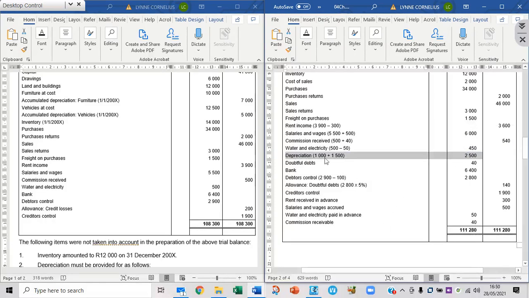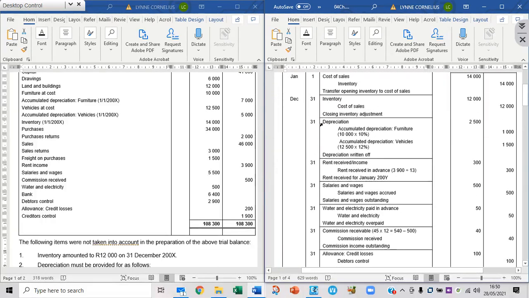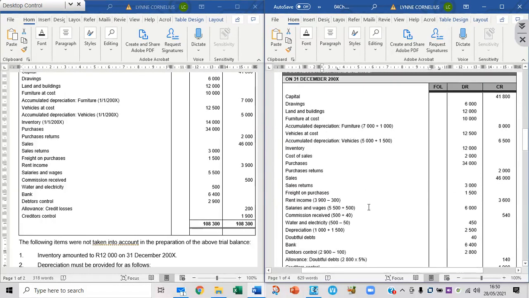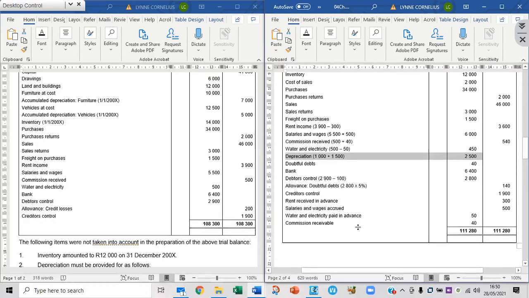Now we get to the depreciation one. If you have a look on the left-hand side, there's no depreciation account here. So we need to add it to the post-adjustment trial balance because we have a journal entry that tells us debit depreciation with 2,500 Rand. So add that account to the post-adjustment trial balance, and there it is, debit depreciation with 2,500 Rand.